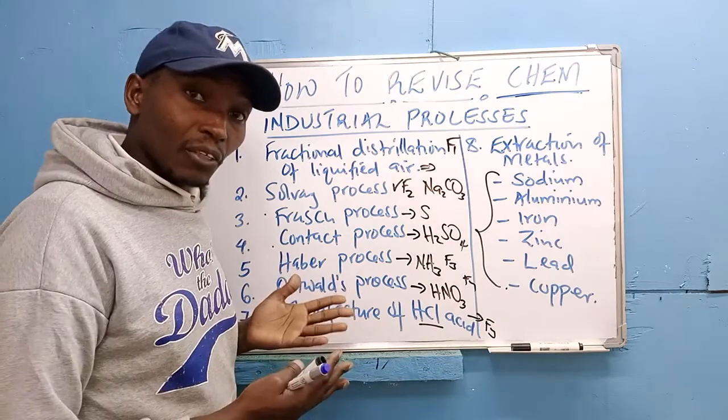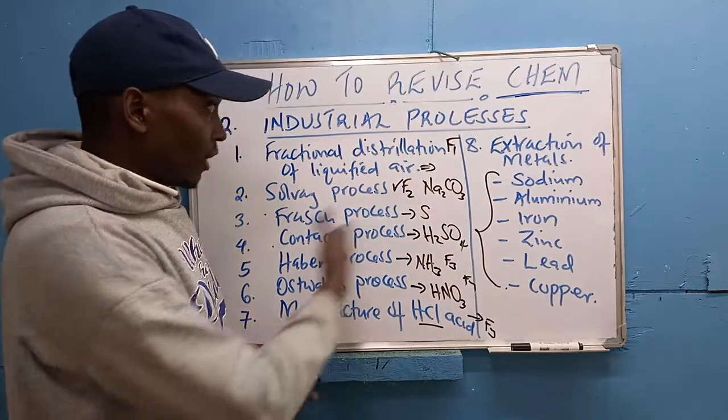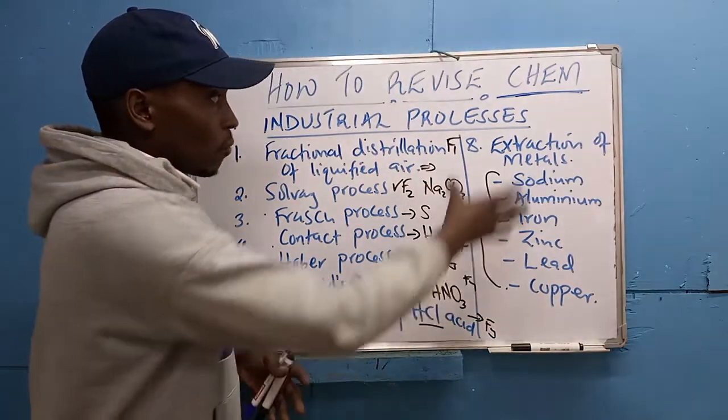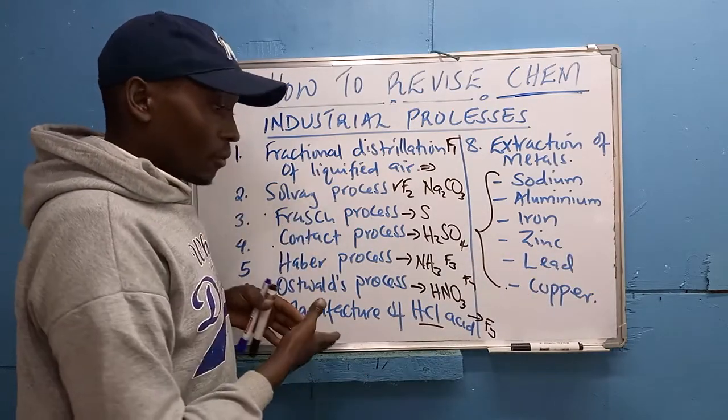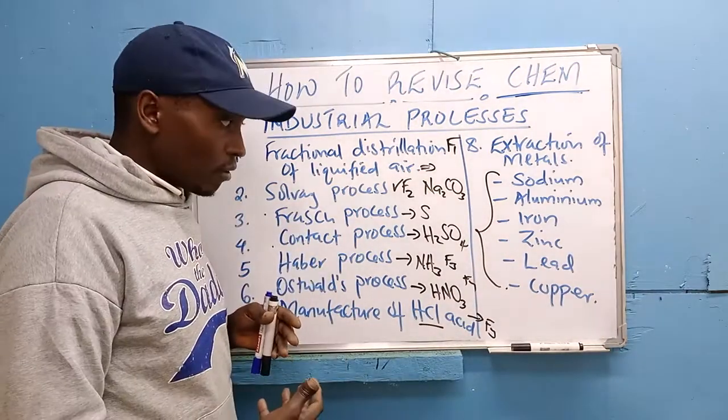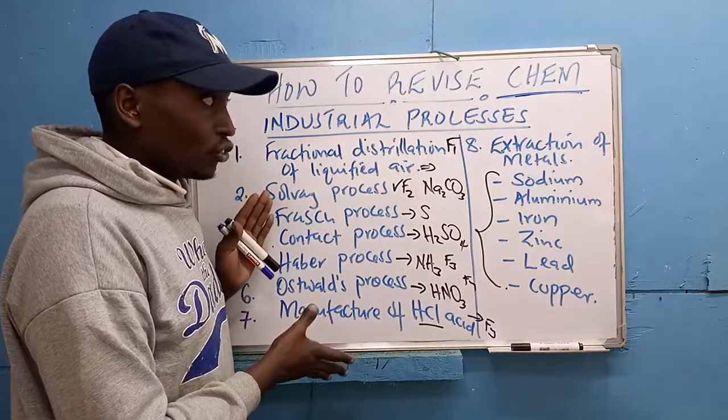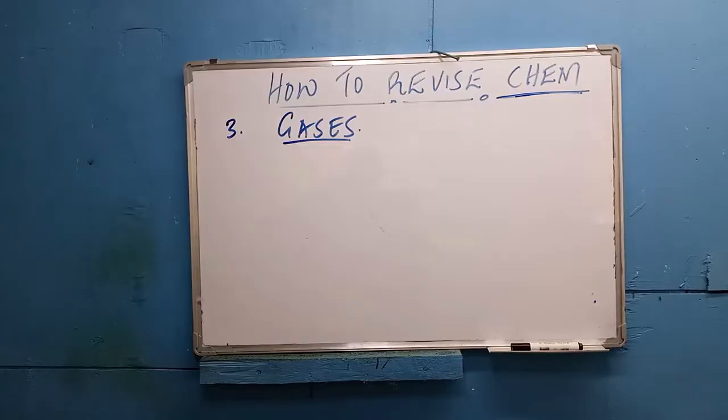You can cover them in groups. Yes, you can have 8 students in a group. One student covers the metals, another one the manufacture of HCl, all the way. Then you discuss and you reinforce. That is it. Industrial processes.